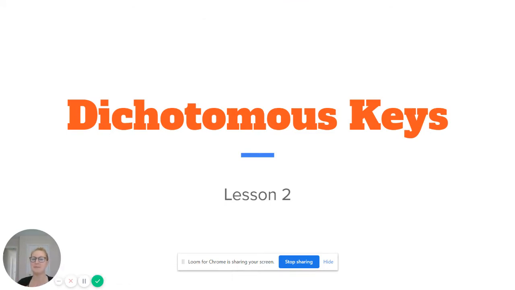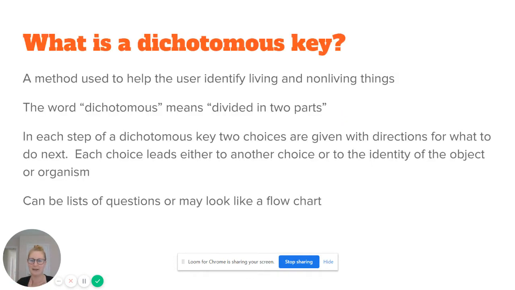I'm going to be giving you some tips and we're going to have a bit of practice using this tool. And then you're going to take it one step further and actually create your own dichotomous key. So a little bit more info on that after.